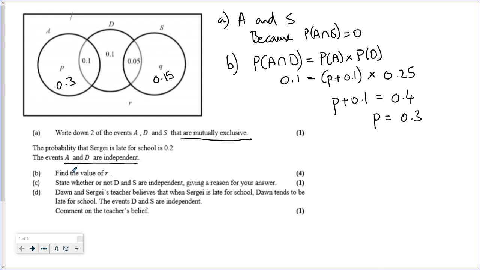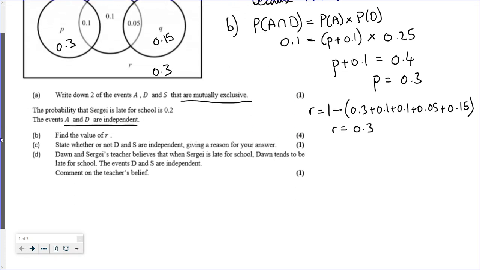Now we're asked to find the value of R. Well, we're going to use the fact that if you add up all of the regions in a Venn diagram, you get 1 because probabilities sum to 1. Our total sample space is 1. So we're just going to do 1, subtract all the other probabilities in the Venn diagram. And if we do that, we get R equals 0.3.